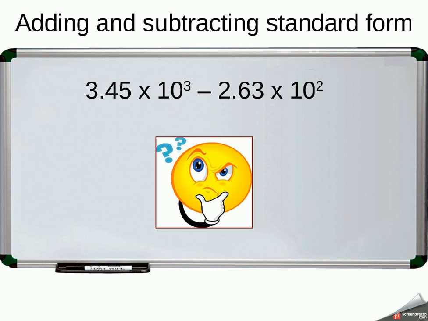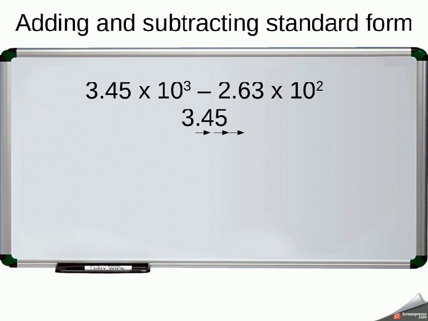Okay, so in this example by here, 3.45 times 10 to the 3 minus 2.63 times 10 to the 2, we've got a little problem because the powers aren't the same. So I'm going to have to turn them into their normal form, do the calculation, and then turn them back. So the first job is to the 3.45, I'm going to move the decimal place 3 to the right, turning my number into 3,450. Because remember, there's an invisible 0 after the 5.